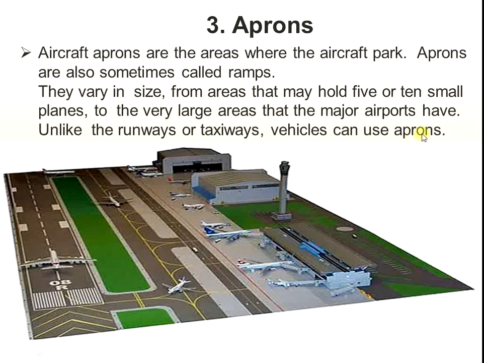That is, the aprons are designed for parking 5 or more than 10 small aircraft or planes, and major airports have very large areas. Unlike the runways and taxiways, vehicles can be used on the aprons. Here you see the aprons, the parking of the aircraft or airplanes.